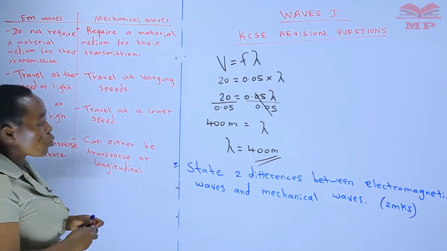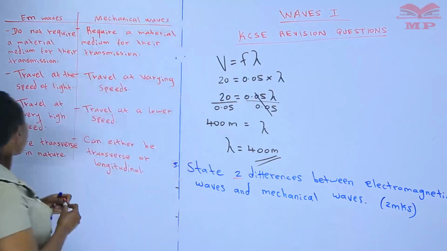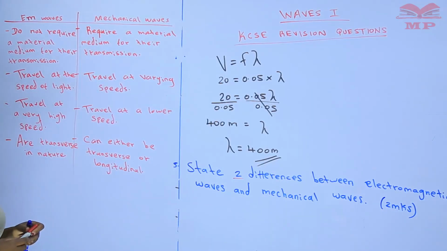So we have been told to state 2 differences, but we have been able to give 4. So when you are asked such a question, you can give any 2 among the 4 that we have given.